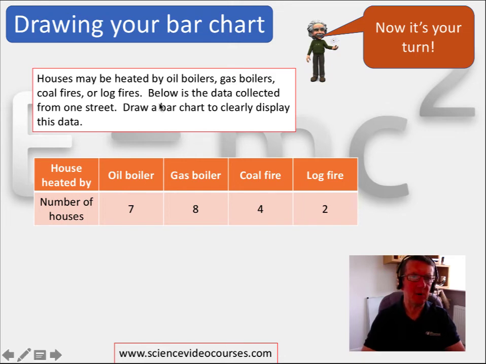Houses may be heated by oil boilers like our house, gas boilers, coal fires or log fires. Below is the data collected from one street. Draw a bar chart to display clearly this data. So, house heated by oil, gas, coal, logs, number of houses 7, 8, 4, 2. So think about the data, think how you're going to show that as a bar graph.